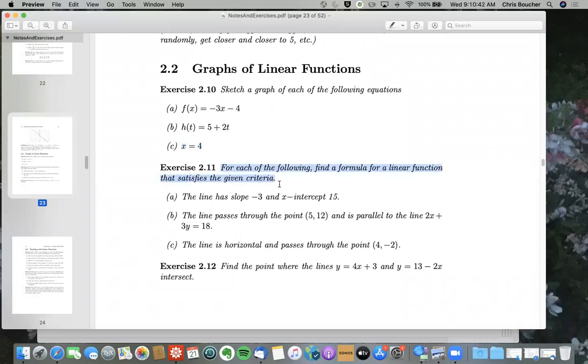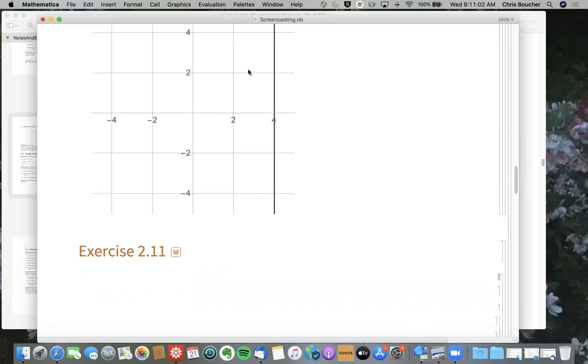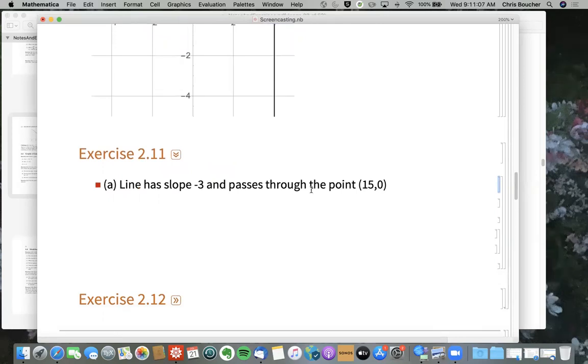So here we're trying to find a formula for the linear function with these different criteria. In the first one, we're given the slope and the x-intercept. Be careful, that's the x-intercept, not the y-intercept. So the answer here is not y equals negative 3x plus 15. Rather, what I have to do is use the fact that this line has slope negative 3 and passes through the point (15, 0), right? That's what x-intercept 15 means: the x-intercept is on the x-axis, so we'll have a y-coordinate of 0.